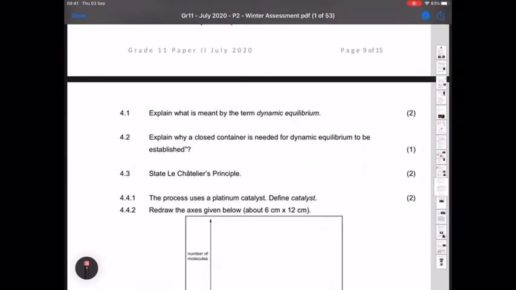4.2, explain why a closed container is needed for dynamic chemical equilibrium to be established. You have to have a closed system so that matter and mass are conserved. So no matter can leave the system, because if matter leaves the system, then the concentrations will change. The concentrations won't remain constant and you won't have an equilibrium. So energy or heat can escape. So if you've got a chemical reaction that produces heat, heat can leave the system. If you put your hand on the side of the container, you may feel heat if it's an exothermic reaction. So energy in the form of heat can escape, but no reactants or products, so no matter or mass can escape.